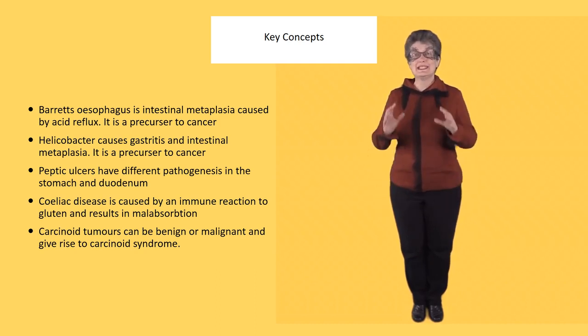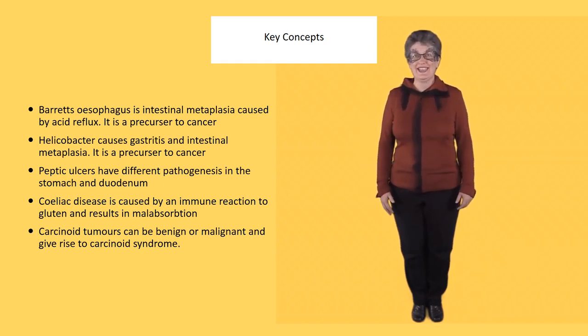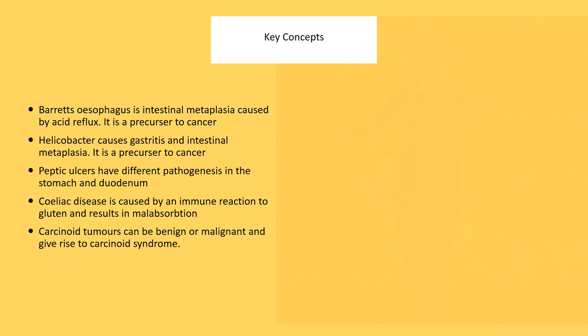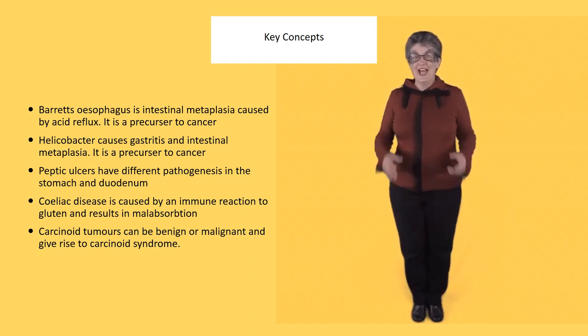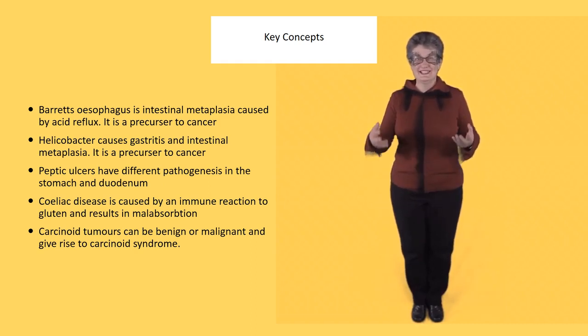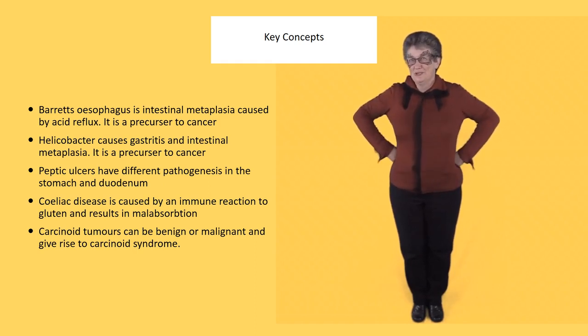Helicobacter causes gastritis and intestinal metaplasia. It's also a precursor to cancer. Peptic ulcers have a different pathogenesis in the stomach and duodenum. This is something a pathology superhero knows.